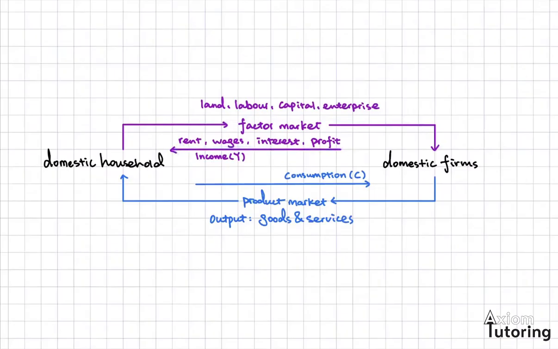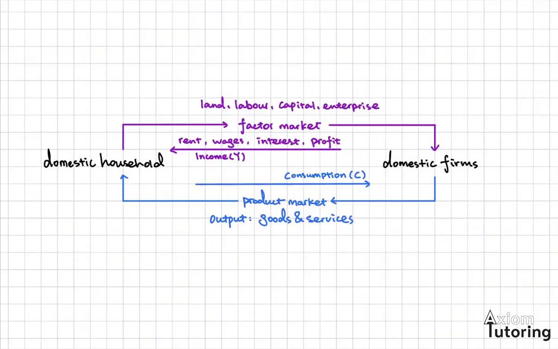Using these factors of production, firms produce goods and services. These goods and services flow from firms to domestic households via the product market. The households then use the income that they have earned to purchase these goods and services. Again, the two flows move in opposite directions.